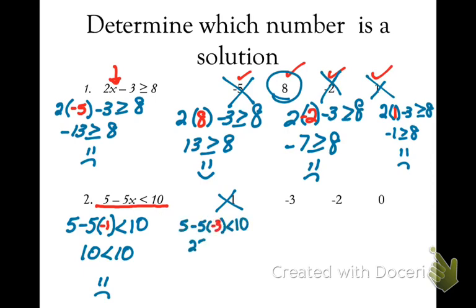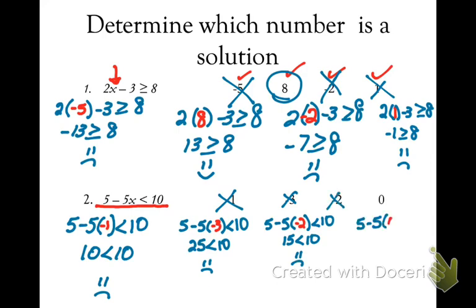Let's put -3 in there. Did you get that 25 is less than 10? Well, 25 is not less than 10. That's not a true statement, so that can't be true. Let's put -2 in there. And 15 is less than 10. That is not a true statement either, so I'm thinking 0 is going to work. So let's put it in there and make sure. And sure enough, 5 is less than 10. So my solution here is going to be 0. So you're just taking the numbers and you're substituting them in place of x to determine whether the number is a solution.